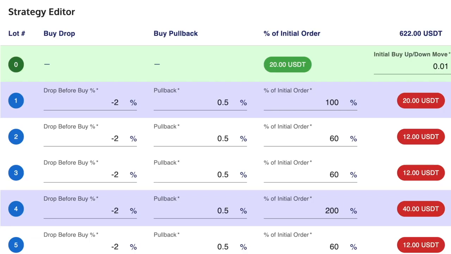And now what we're going to do is look at these settings in a little bit more detail. So just to tell you, down the left-hand side here, you've got the lot number. Lot 0 is the very first lot that the robot carries out. That could enter the market immediately, or it could take a number of days for it to enter the market, depending on how the market is moving.